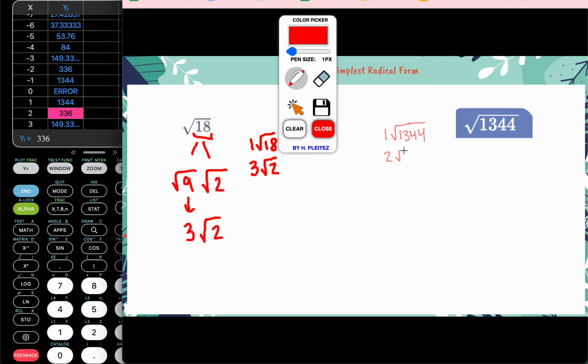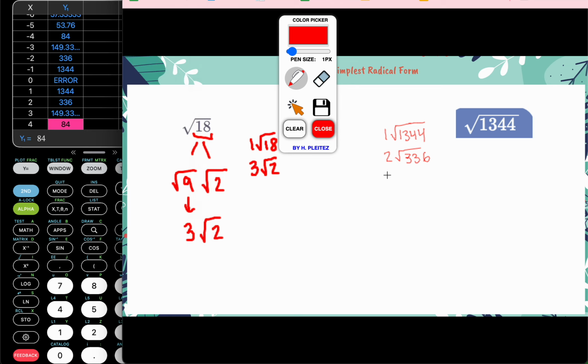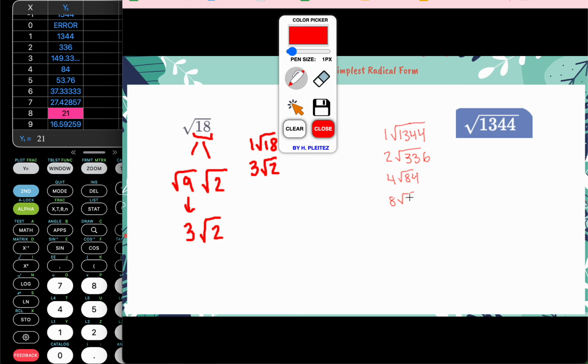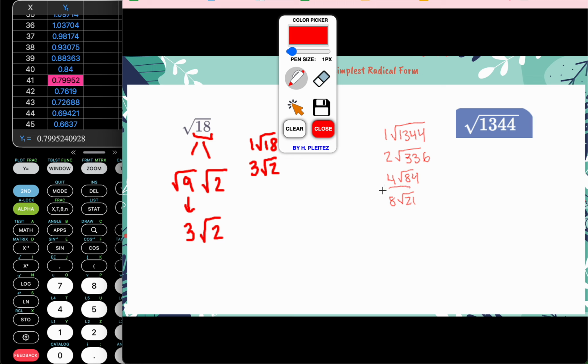So we have 2 square root of 336, and now I'm going to scroll down and see if we get another whole number, which we do. We get 4, we're at 84. Now I'm going to scroll down again and see if we get another whole number, and we do. We get 8, we're at 21. Now let's scroll down, and as I'm going, I'm not getting any more whole numbers. That decimal is just going to keep getting smaller and smaller and smaller. So my simplest radical form is 8 times the square root of 21.